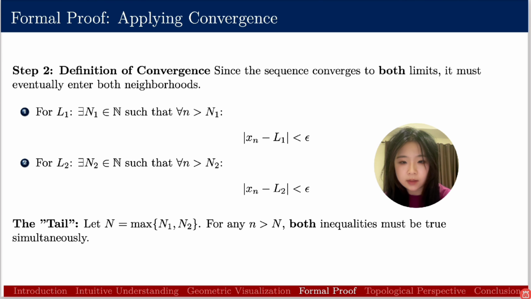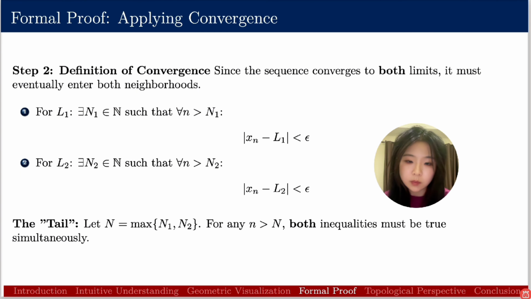Next, we apply the formal definition of convergence to both limits. Since the sequence converges to L1, there must be a starting point N1, such that all terms after N1 stay within epsilon of L1. Similarly, because it also converges to L2, there is another point N2, after which all terms are within epsilon of L2.